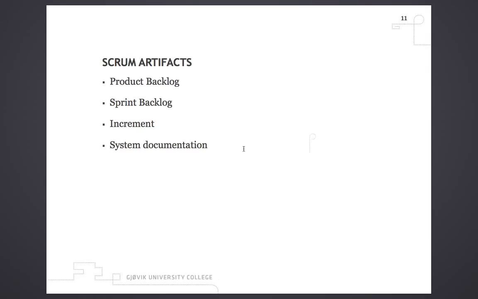Scrum artifacts. These are tangible things that we produce in Scrum. Documents and these things. First of all, the product backlog. I already explained the product backlog. It was understandable. And the sprint backlog, that was a part of the product backlog. That's things that we prioritize or things that are related to each other that we move into a sprint. Tasks that we prioritize for the sprint. That's the sprint backlog.